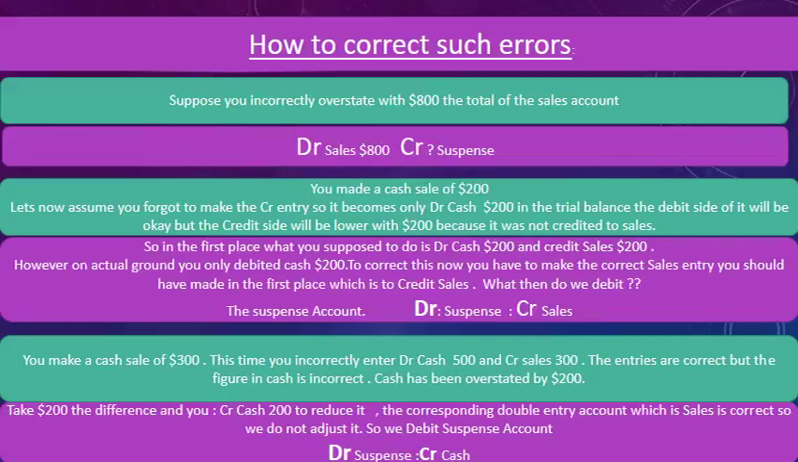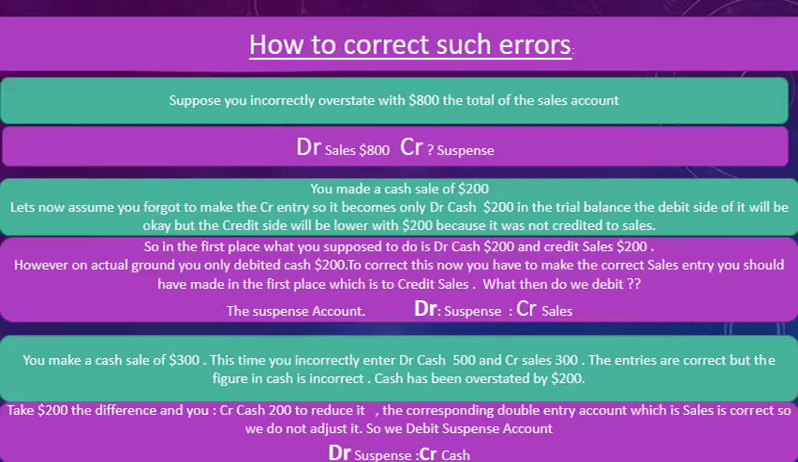So I'm relating back to the examples I was using previously. We said you overstate the sales account. So now I'm correcting the error with digits. Suppose you incorrectly overstate with $800 the total of the sales account. How do you correct this? To correct this, you have to debit sales 800 and credit what? Suspense?